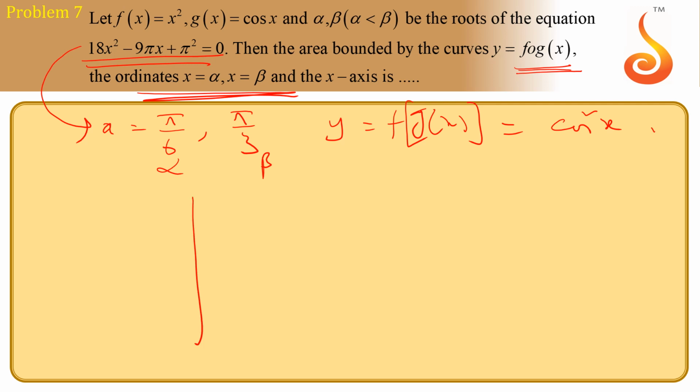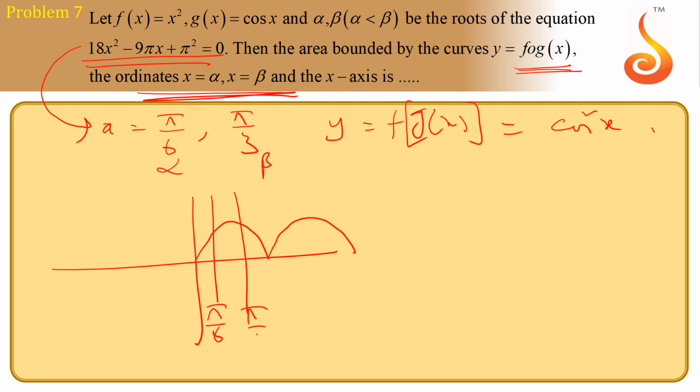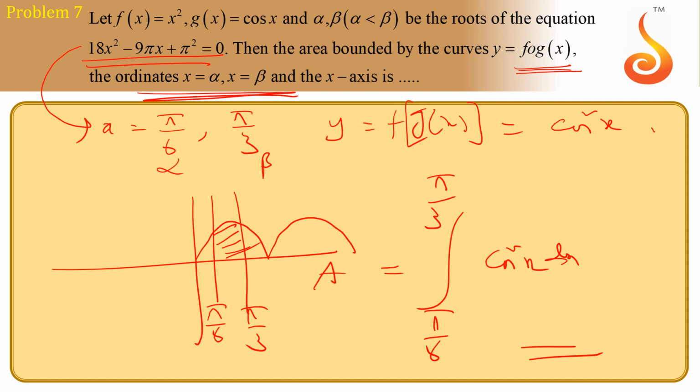So the cos square graph between pi by 6 and pi by 3. So this area I want. So the required area is the integral from pi by 6 to pi by 3 of cos square x dx. That's all.